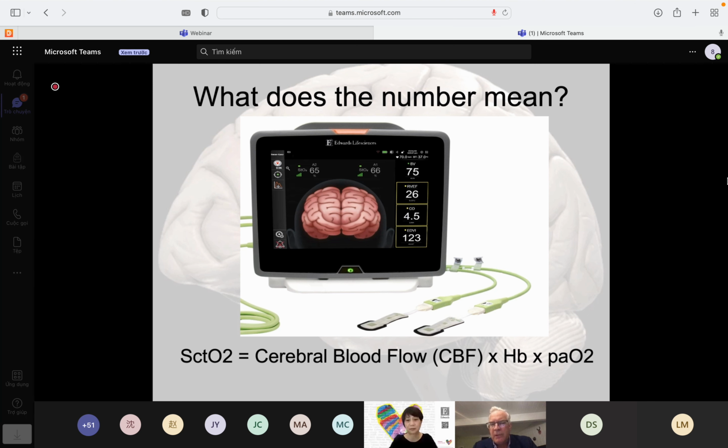A lot of people who don't have a lot of experience with cerebral oximetry ask me, well, what does this number actually mean? When you look at the screen, you're going to see a number. It might be 65, as in this example, it might be 70. What does that actually mean, and how does this number come together?